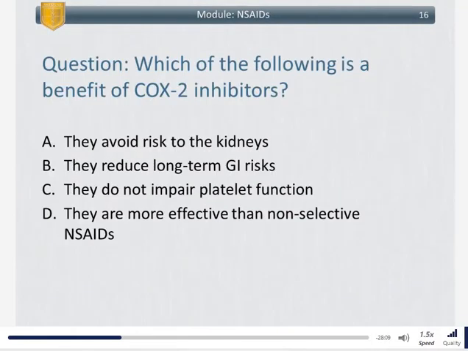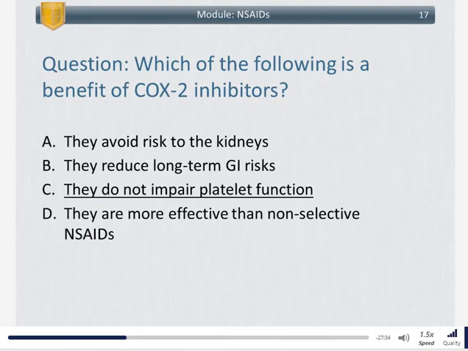Okay, question. Which of the following is a benefit of the COX-2 selective inhibitors? A, they avoid risk to the kidneys. B, they reduce long-term GI risks. C, they do not impair platelet function. D, they are more effective than non-selective anti-inflammatories. So pick your choice. The answer is they do not impair platelet function.